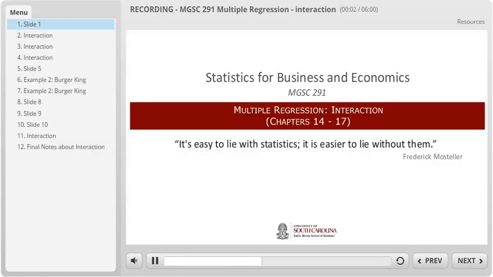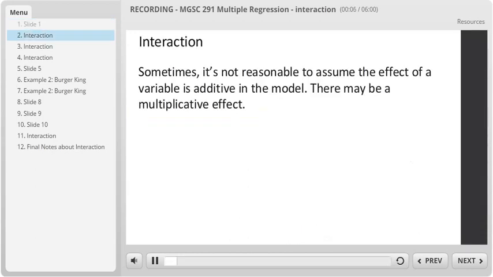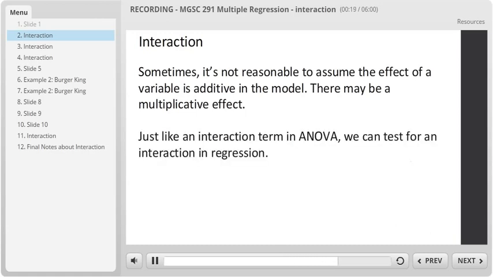In this lesson, we will discuss interaction in multiple regression. Sometimes it's not reasonable to assume the effect of a variable is additive in the model. There may be a multiplicative effect of two predictors on a response. Just like an interaction term in ANOVA, we can test for the interaction in regression.